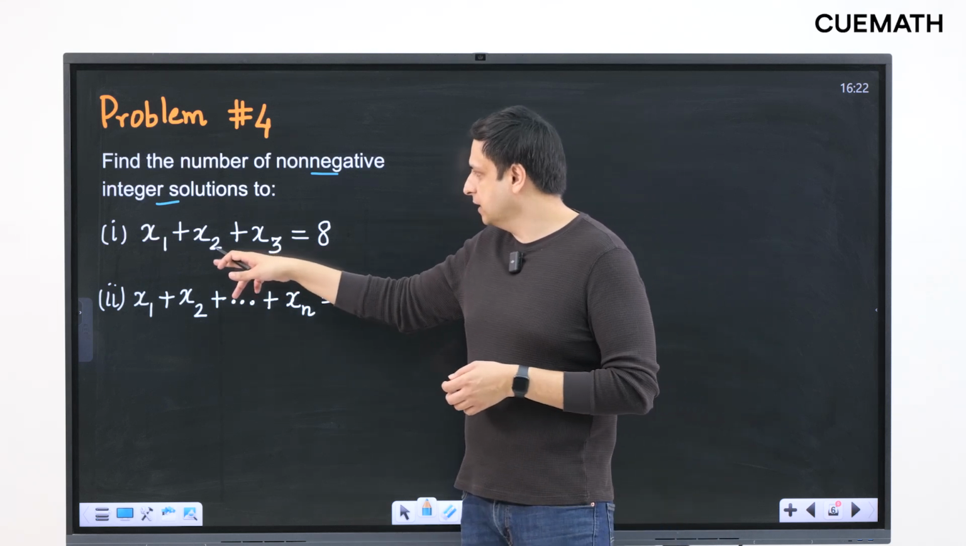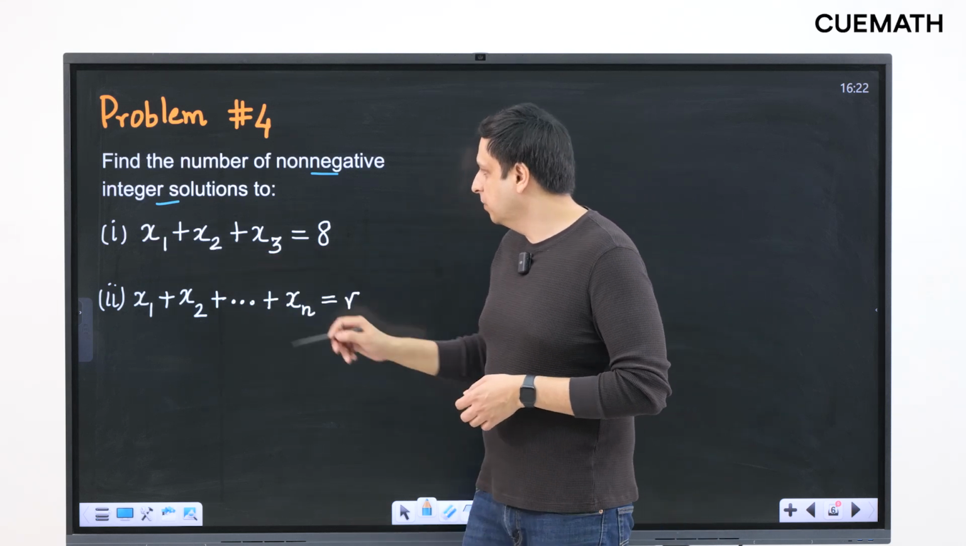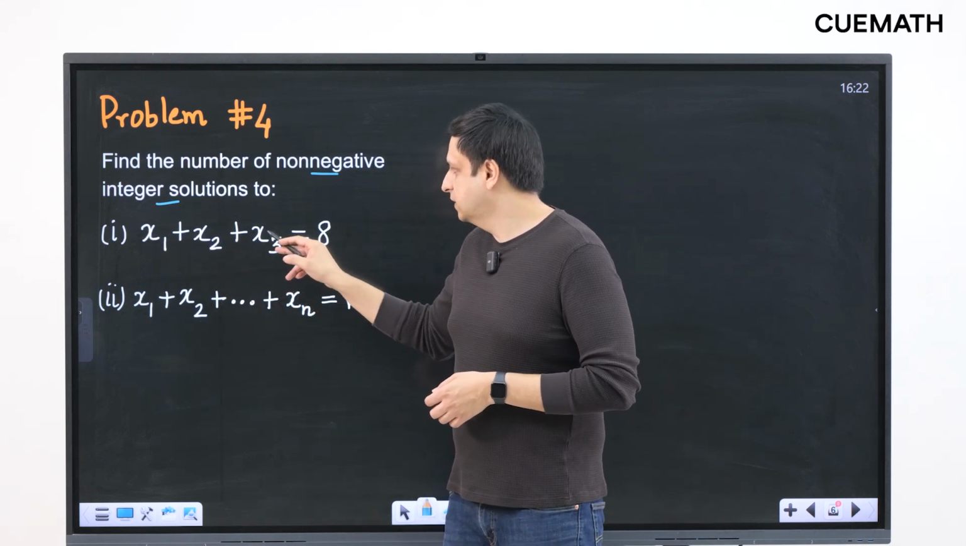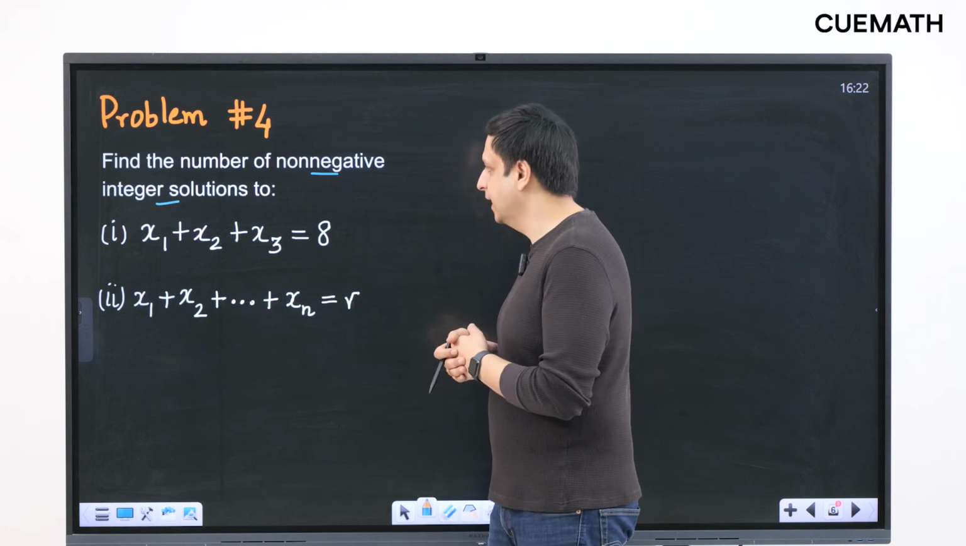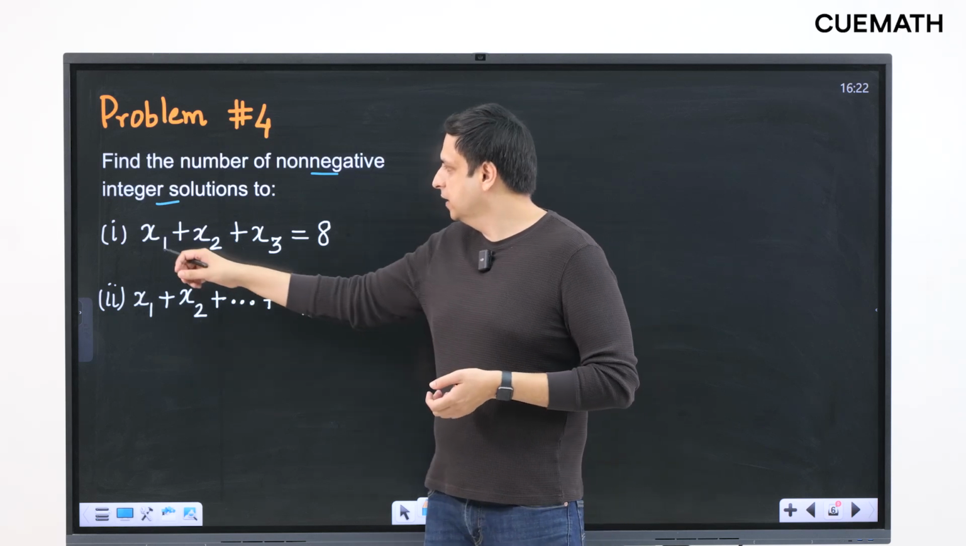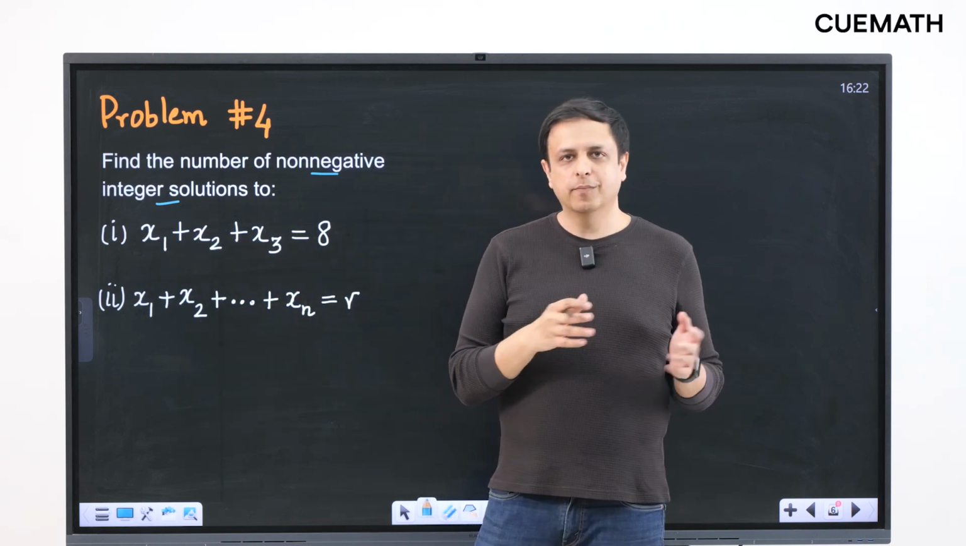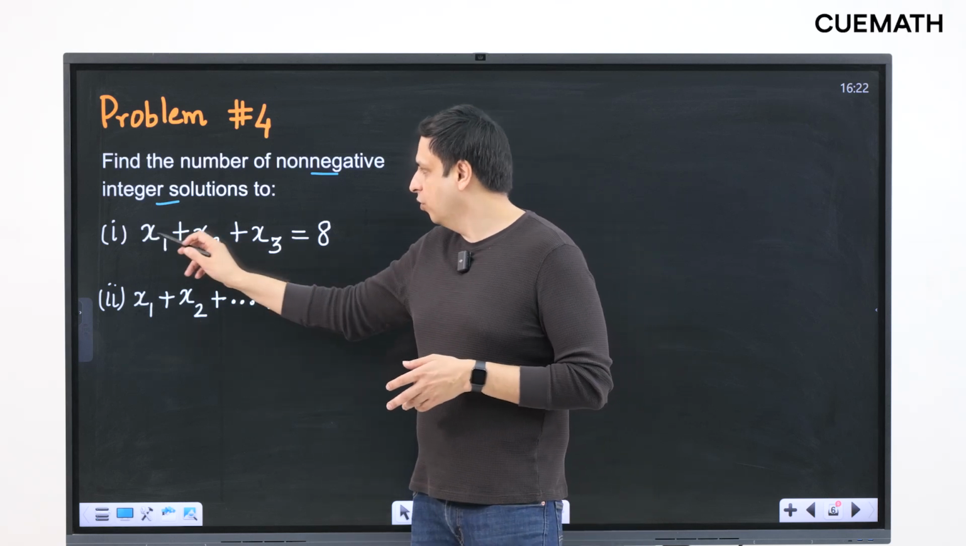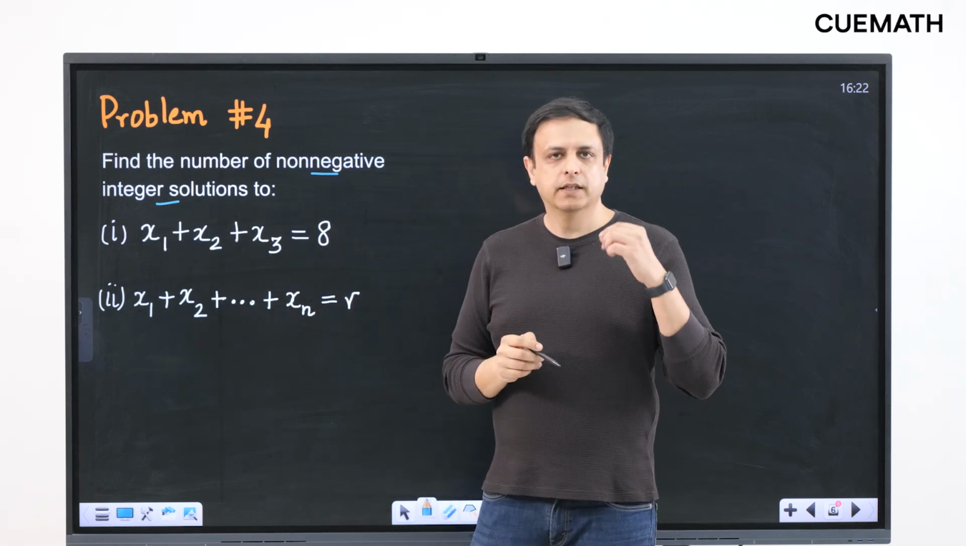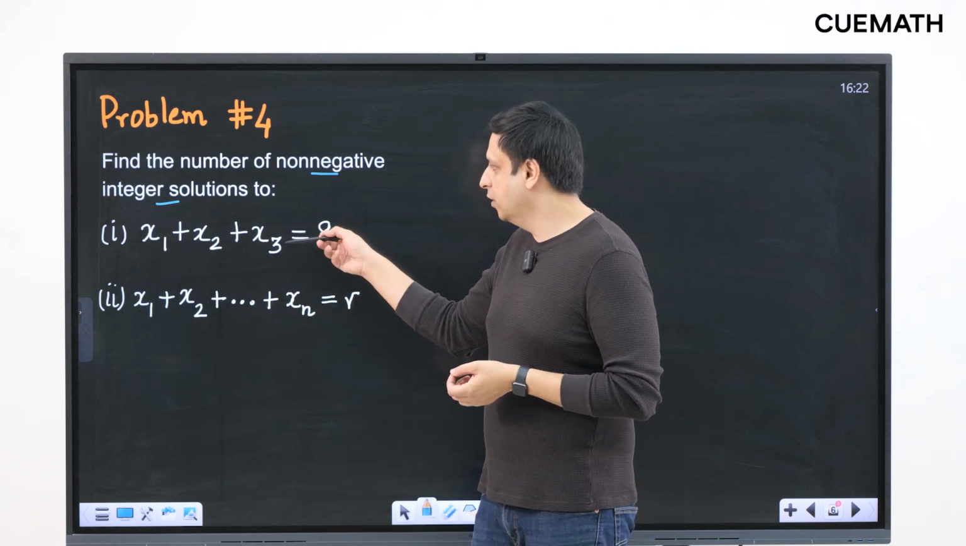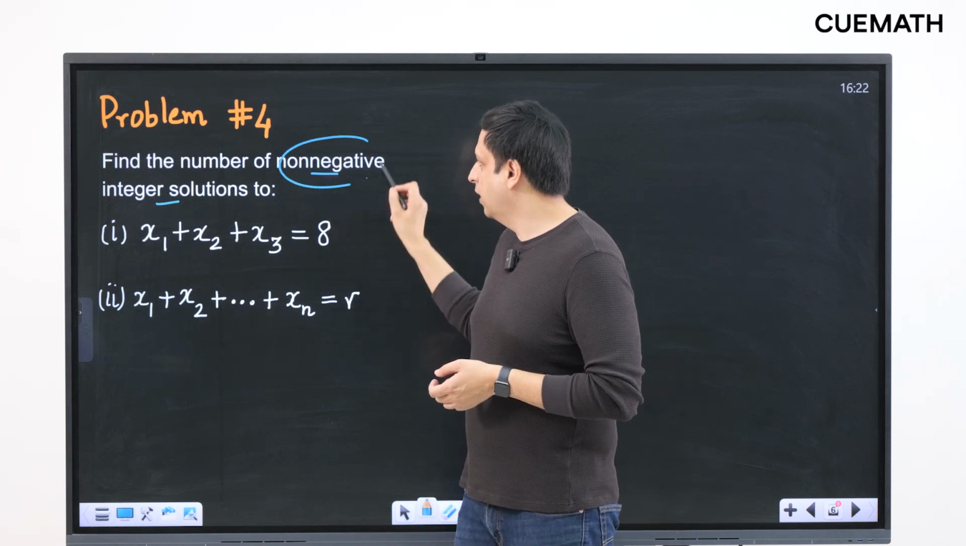So in this case, for example, one possible solution could be 2, 3, 3, because 2 plus 3 plus 3 is 8. Another possible solution could be 3, 4, 1. A third possible solution could be 4, 0, 4, because remember 0 can also be a value of the variable because we need non-negative.